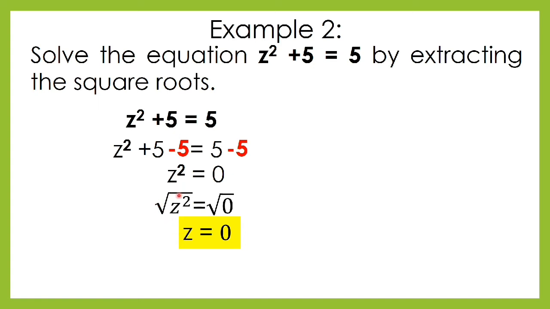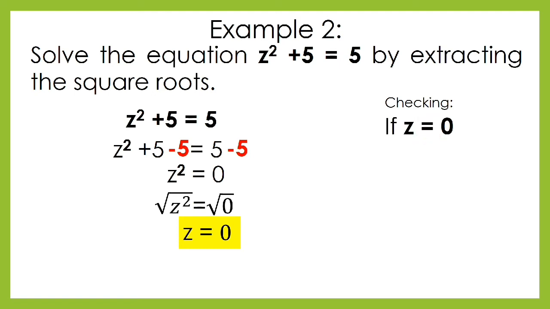Makakancel si square root at saka si square. Equals, ang square root ng 0 is 0. Therefore, the solution is z equals 0. Let's do step 4, which is the checking. Ang nakuha nating solution ay 0.